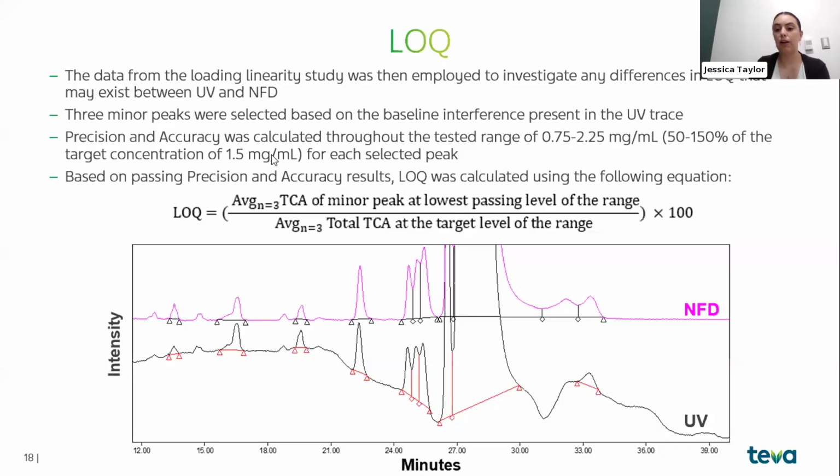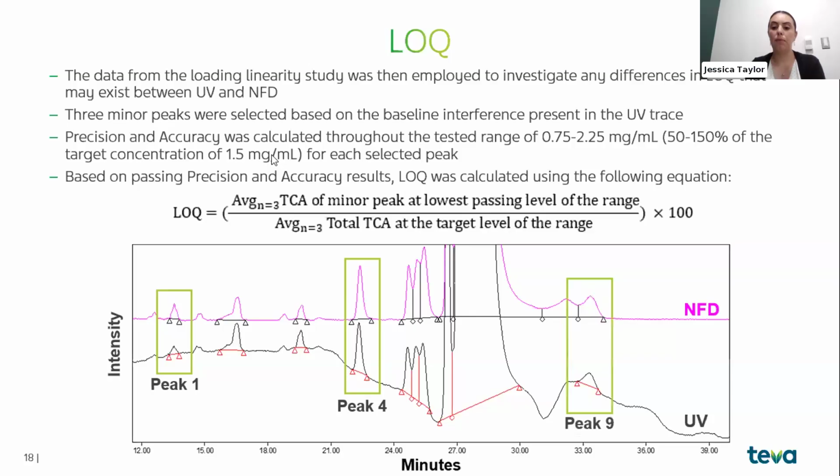If you look at the electrophoregram at the bottom of your screen, we first selected peak 1, boxed here in the green, because it migrated in an area of relatively low baseline interference in our UV trace. We also looked at peak 4, which migrated in an area of, I would say, moderate baseline interference in our UV trace. And then finally, we selected the high molecular weight peak 9, because it migrated in an area of notoriously high baseline interference in our UV trace.